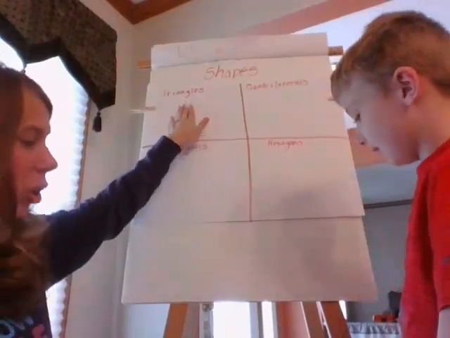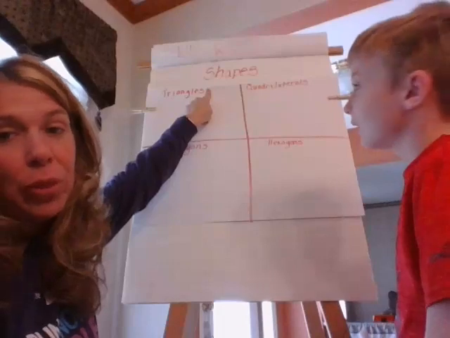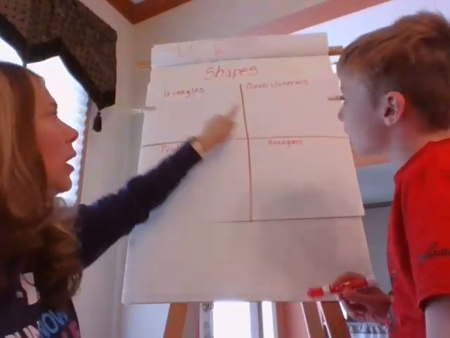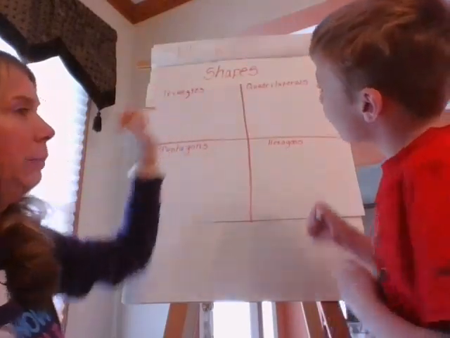Now, a triangle has 3 sides, 3 vertices, 3 angles. And we know that tri is the prefix for 3. So, Vinny, can you write a little 3 right there?